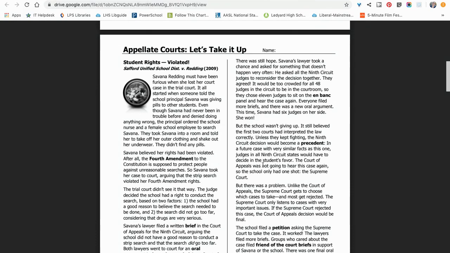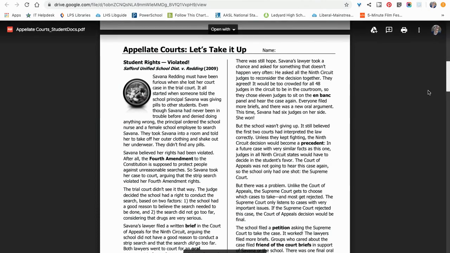The Court of Appeals was not going to hear this case again. So the school only had one shot, the Supreme Court. But there was a problem. Unlike the Court of Appeals, the Supreme Court gets to choose which cases to take, and most get rejected. The Supreme Court only listens to cases with very important issues. If the Supreme Court rejected this case, the Court of Appeals decision would be final.